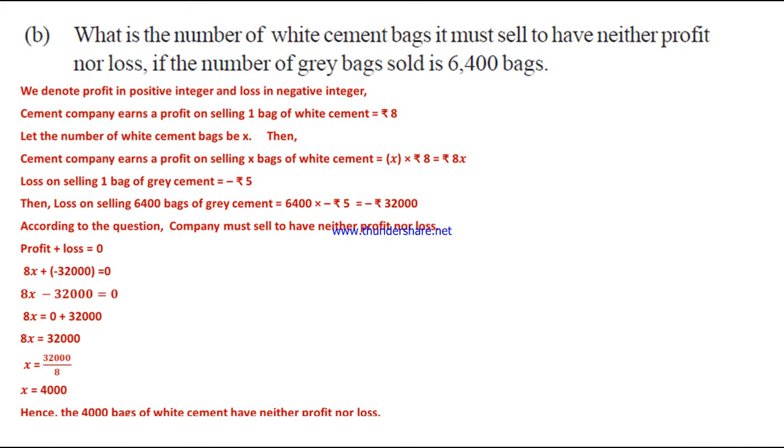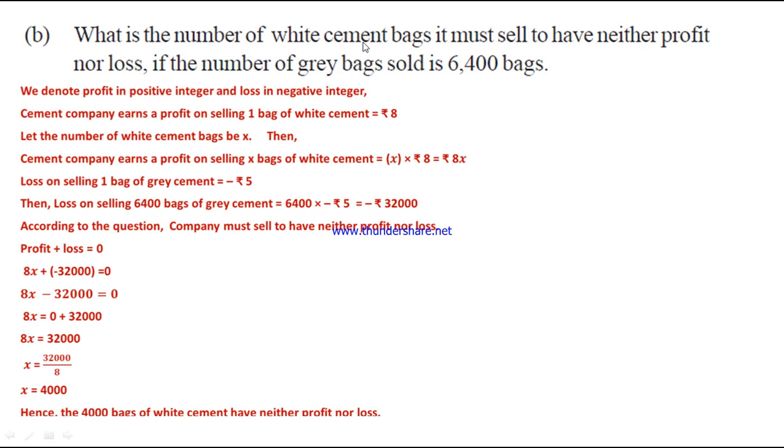Question 8b. What is the number of white cement bags it must sell to have neither profit nor loss if the number of grey cement bags sold is 6,400? What is the number of white cement bags? So we are asked to find the number of white cement bags.